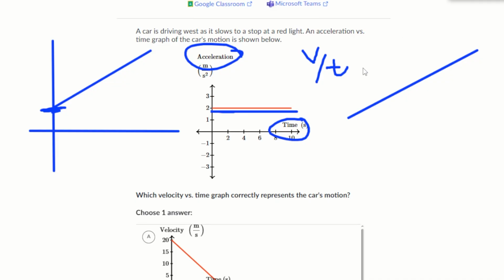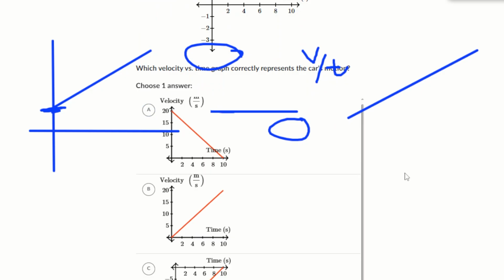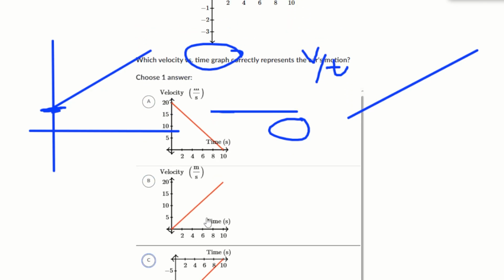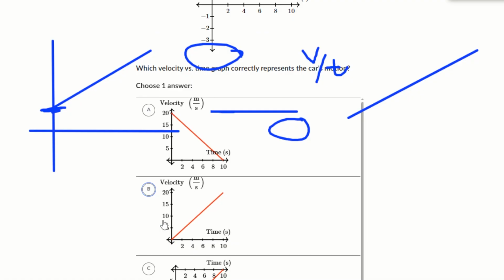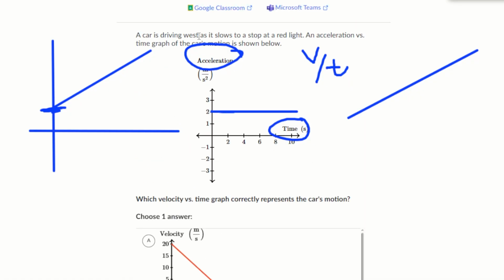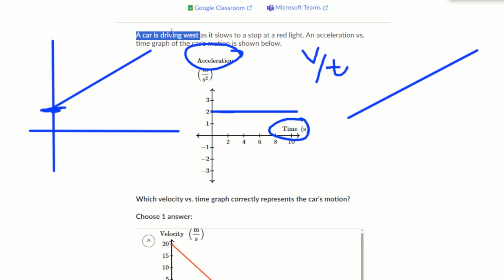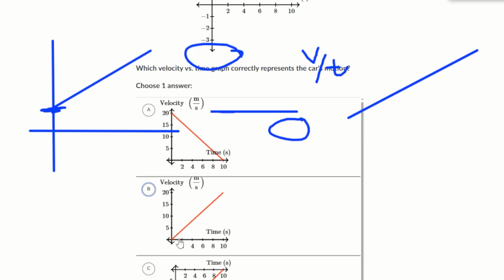Choice A has it going down. Automatically, we can choose that as incorrect, because we know that this is a positive value 2. And since it's a positive 2 value, we know that choice A is not going to fit that since it's decreasing. So we can cross out choice A. Now choice B says the velocity graph is going to be increasing, which is true, but we already know that the car is driving west. And since it's already driving west, that means it needs to have at least some initial velocity. And since choice B starts at 0, we know that choice B is also incorrect.